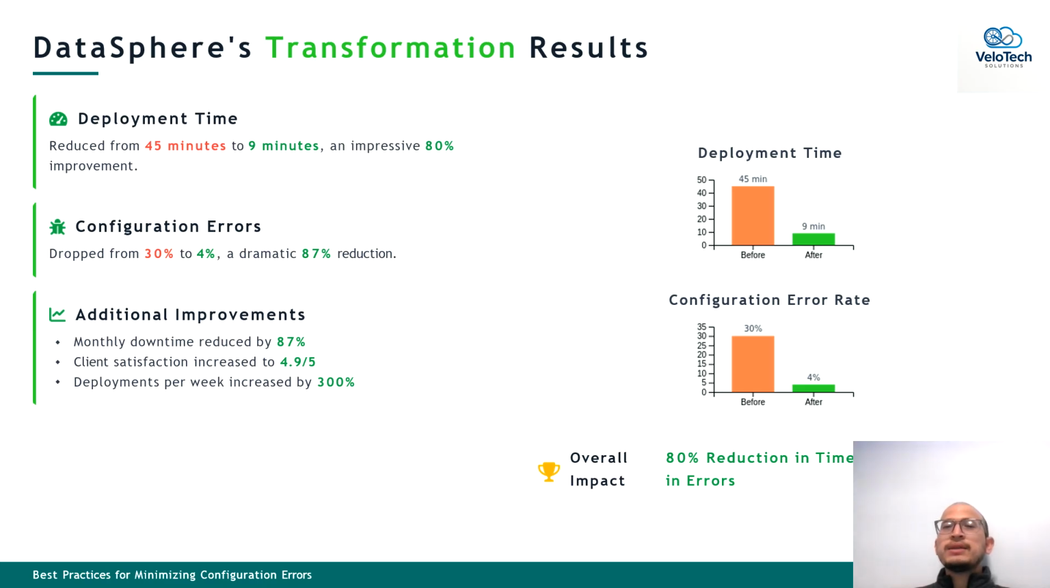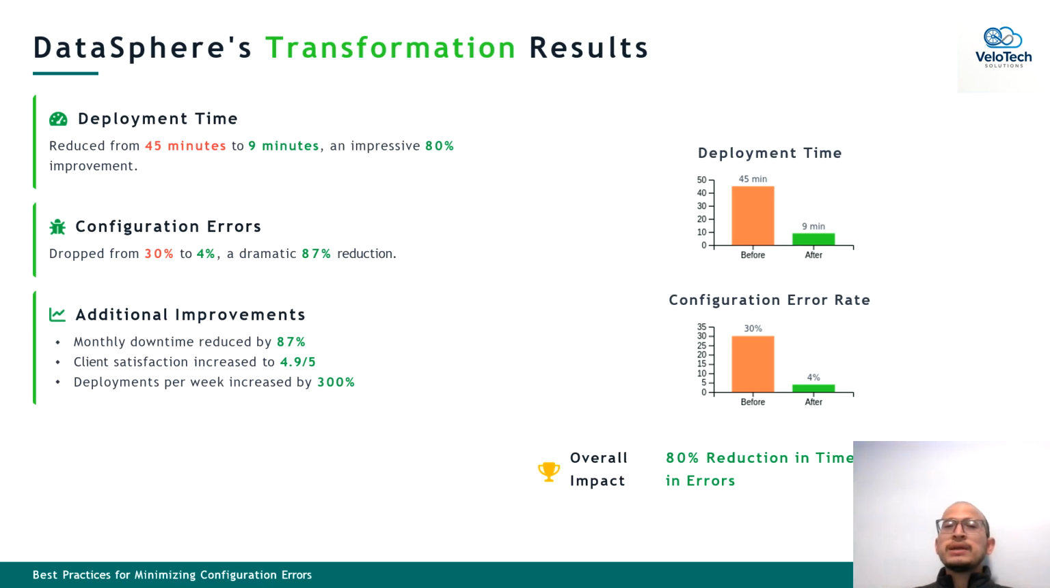But the benefits extended beyond just these headline numbers. Monthly downtime was reduced by 87%. The system became dramatically more reliable. Client satisfaction increased to 4.9 out of 5. When your systems are reliable and you can deliver features quickly, clients notice and appreciate it. And deployments per week increased by 300%. They went from deploying occasionally and nervously to deploying frequently and confidently. This agility allowed them to respond to customer needs faster and iterate on features more quickly.